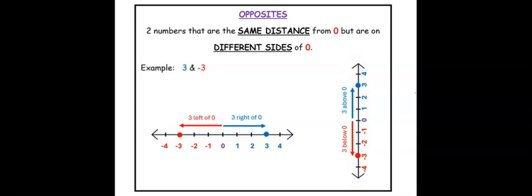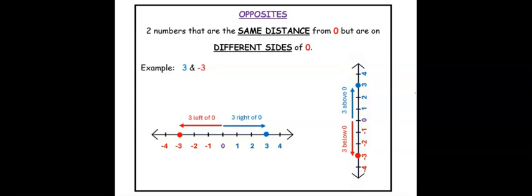Okay, the first topic we're going to cover is opposites, and let's define opposites. Opposites are two numbers that are the same distance from 0, but are on different sides of 0. So an example would be 3 and -3. The 3 is positive 3. Just a little note, we don't put a positive symbol on the positive numbers. We just assume if there's no symbol to the left of a number, it is assumed to be positive.